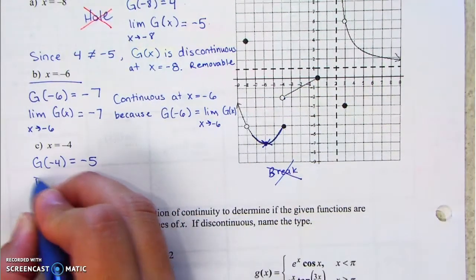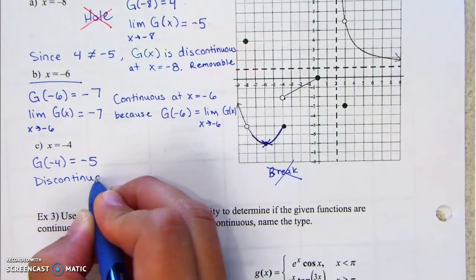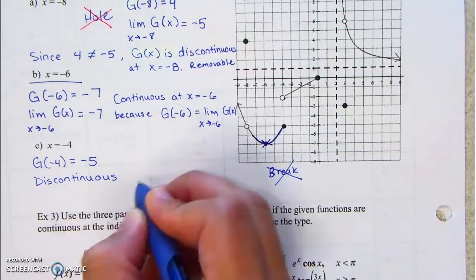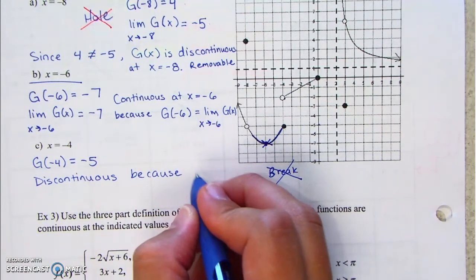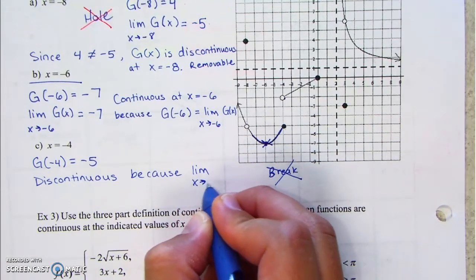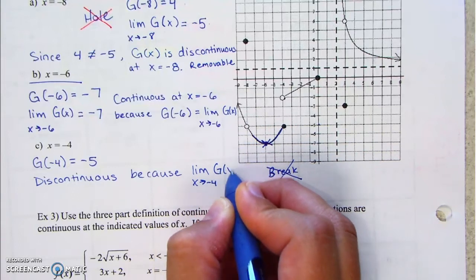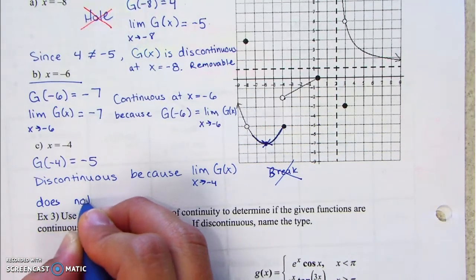So we're going to say discontinuous, and we need a reason, not because there's a break. We have to say discontinuous because the limit as x approaches -4 of the g function does not exist.